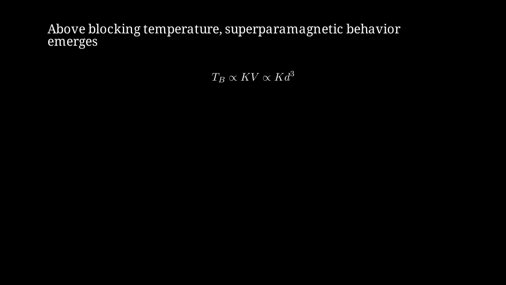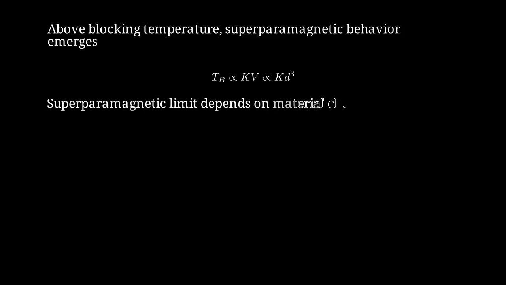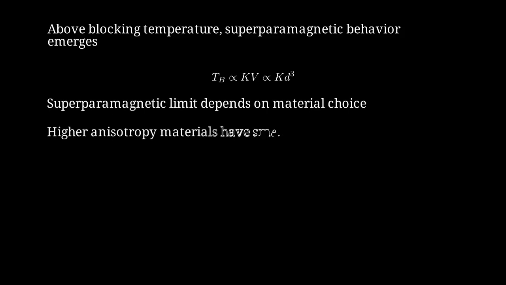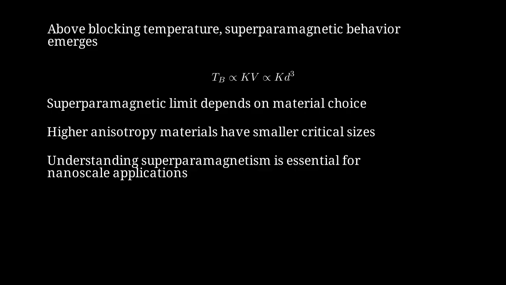The blocking temperature scales as diameter cubed, depending on the anisotropy constant K. The super-paramagnetic limit varies with the material's anisotropy constant. Materials with higher anisotropy have smaller critical sizes for super-paramagnetism. Understanding super-paramagnetism is crucial for designing and optimizing magnetic nanoparticles for applications.